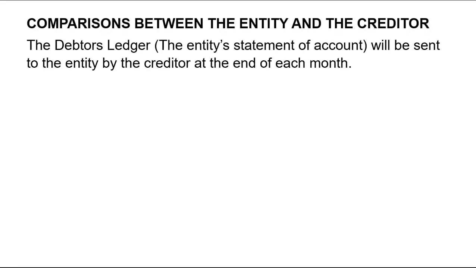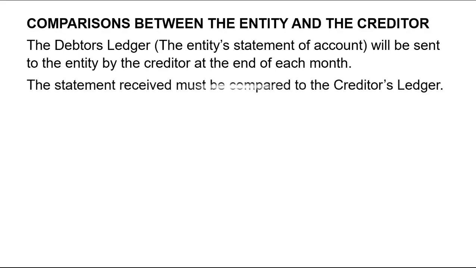Note that the statement received must be compared to the creditor's ledger. Now, what is the creditor's ledger? As I've indicated in the previous video, the creditor's ledger is how we view the creditor. So whenever we buy from the creditor, we credit their account in the creditor's ledger. Whenever we pay them, we debit their account. In their books, when we buy from them, they debit our account. When we pay them, they credit our account.